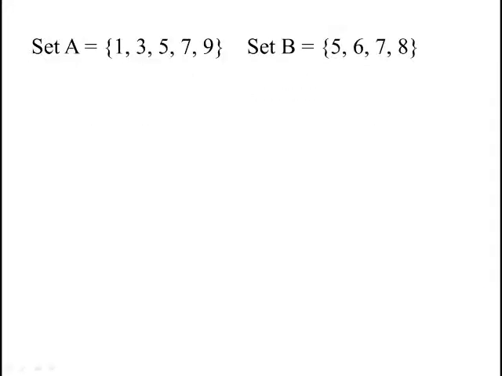Okay, so let's try intersection versus union. We're going to try A intersect B with these two sets. So what do they have in common? Looks like 5 and 7 is all they have in common. So that would be the intersection of those two sets.